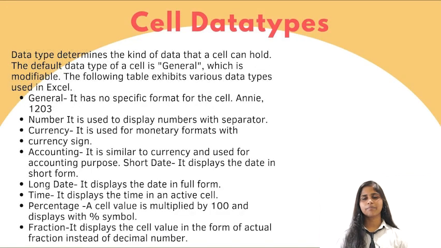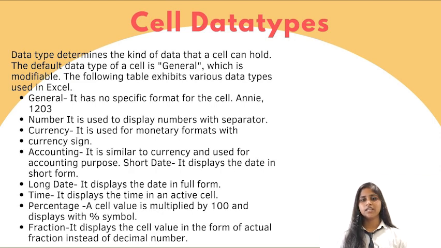Coming to our next topic, that is cell data types. So data type determines the kind of data that a cell can hold. The default data type of a cell is General, which is modifiable. The following table exhibits various data types used in Excel.